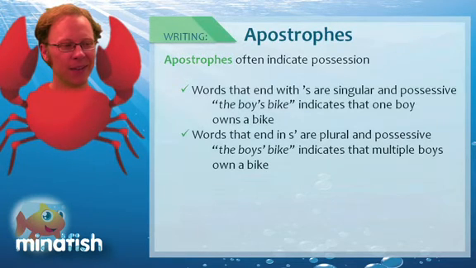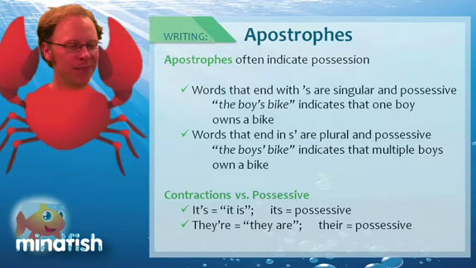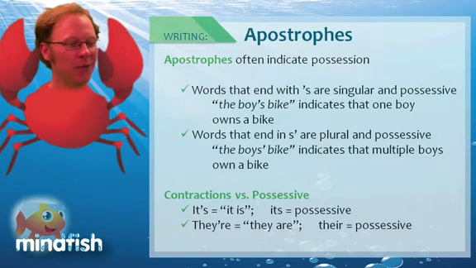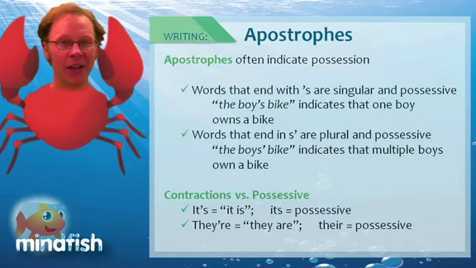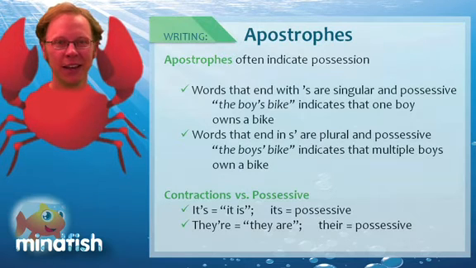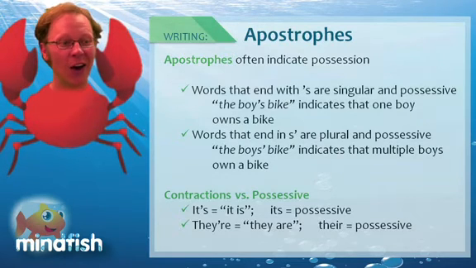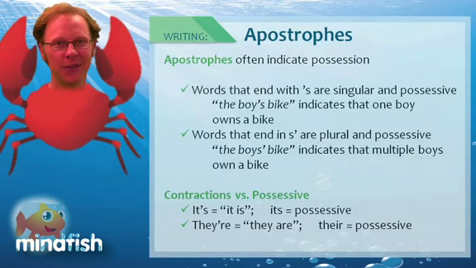One other issue to keep in mind with apostrophes is contractions. Contractions are a way to shorten pairs of words. For example, it's with an apostrophe S means it is, while its without an apostrophe is a possessive. Also there, T-H-E-Y apostrophe R-E is the same as they are, whereas there, T-H-E-I-R is possessive.